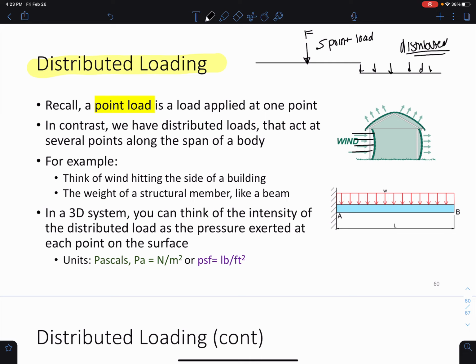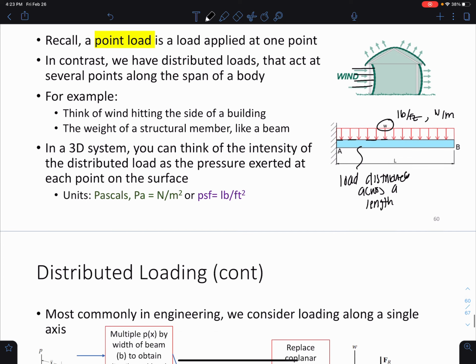So for example, think of the wind, think of the weight. In a 3D system, you can think of the intensity of the distributed load almost like a pressure at each point on the surface. The units of a distributed load in a 2D system would be pounds per foot or newtons per meter, because it is a load distributed across a length.